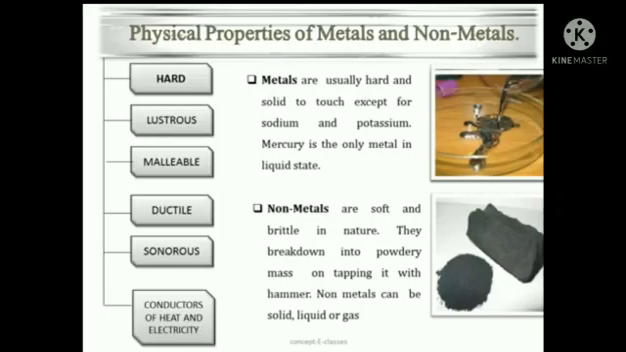Non-metals can be solid, liquid or gas, and it can also be in a gaseous state.